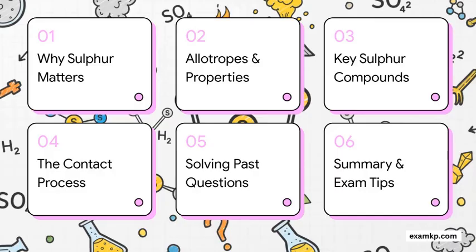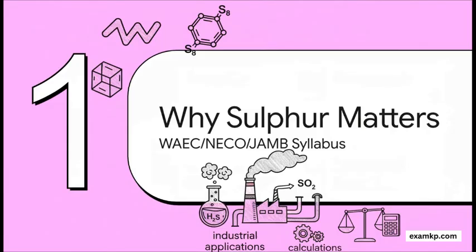Okay, so here's our game plan for today. First, we're going to look at why sulfur is such a big deal in your syllabus. Then we'll get into the nitty-gritty: allotropes, the key compounds you need to know, and the big one, the contact process. After that, it's practice time. We'll solve real past questions together. And finally, we'll wrap it all up with a super helpful summary and some killer exam tips. You'll see, this topic is so important because it ties together a whole bunch of chemistry concepts, from the periodic table right up to industrial chemistry.